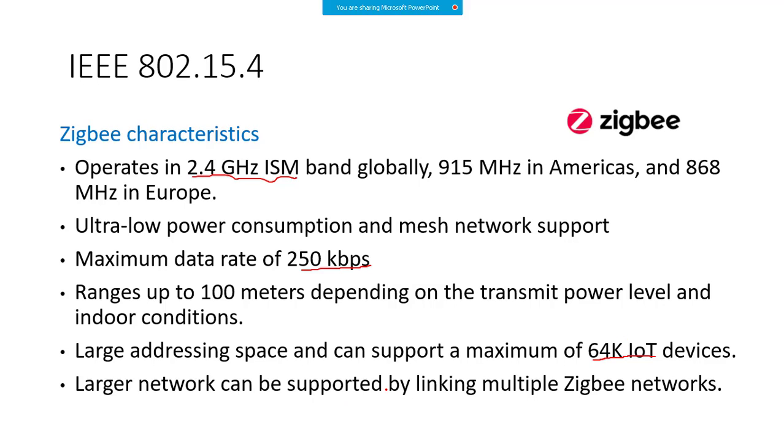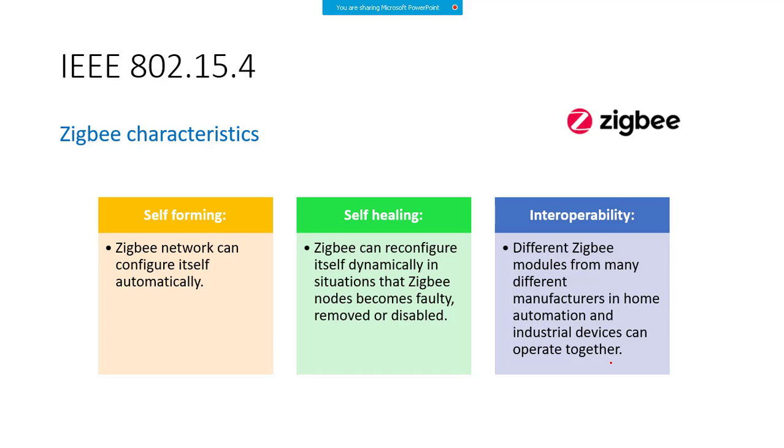Larger networks can be supported by linking multiple Zigbee networks. So if your objective is to support even more than this, you can have an interlinking of Zigbee networks, each supporting a maximum of 64K devices. So these are the basic characteristics of Zigbee.